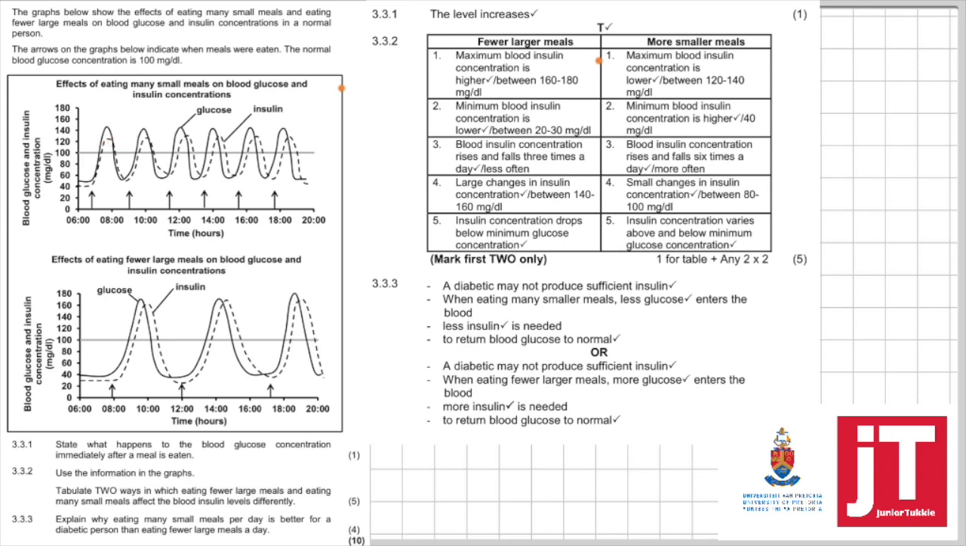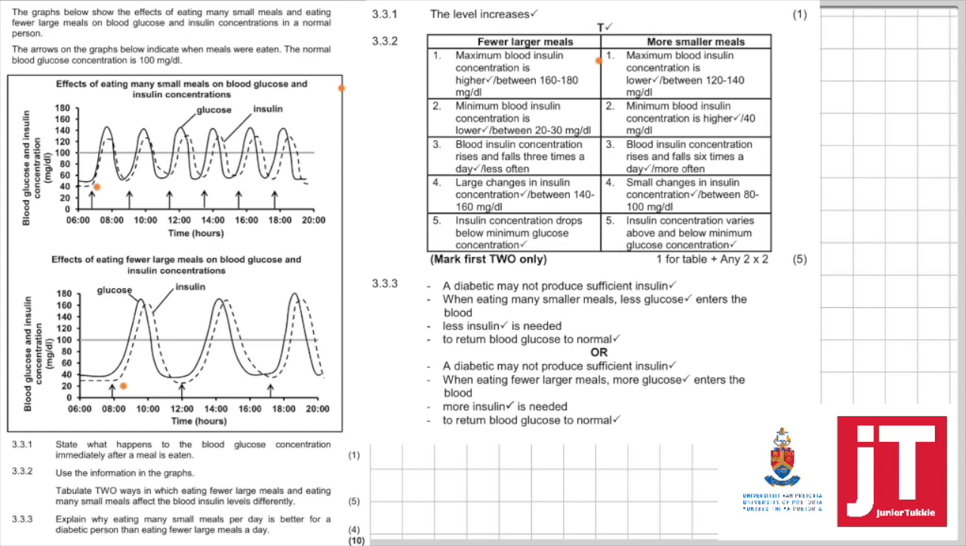Now, minimal blood insulin concentration is lower. It's much lower, and here they even give you between 20 to 30 milligrams, and you can see that there. And for the smaller meals, the minimum blood insulin concentration is higher. It's about 40, as you can see there.